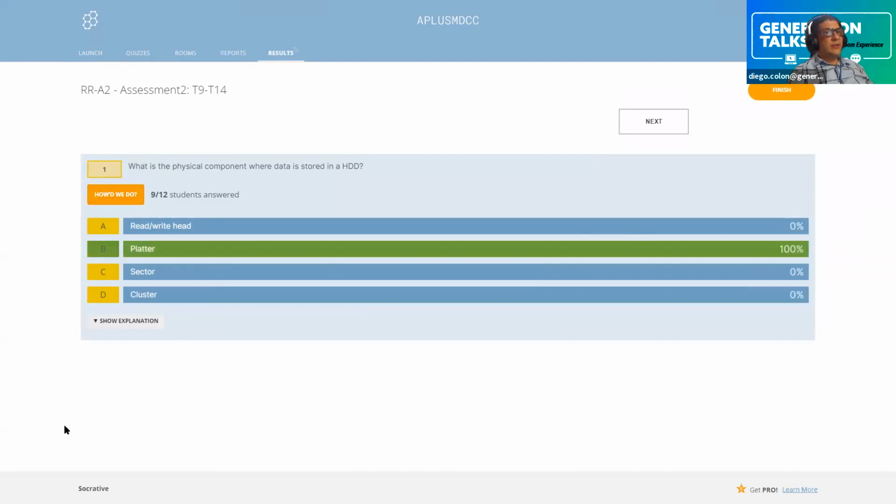All right, so back to the previous program. In reference to here, we got the physical component where the data is stored. That would be the platter. What did we learn is the one that writes to it, Natalia? The read-write head. That is correct.